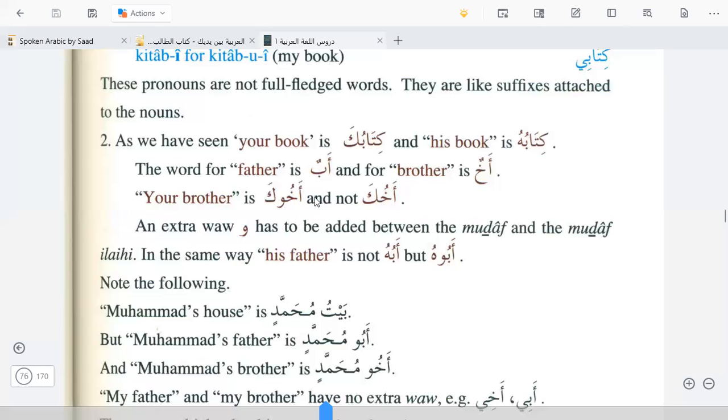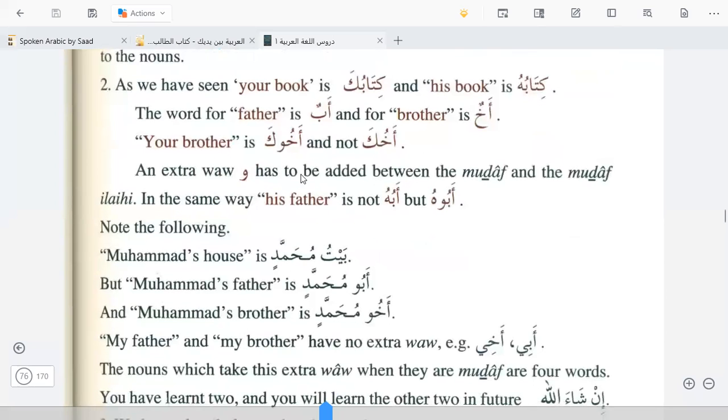Okay. And we do not say akhuka without the waw. An extra vowel has to be added between the mudaf and the mudaf ilayhi. In the same way, his father is not abuhu, but abuhu with the waw. Got it?